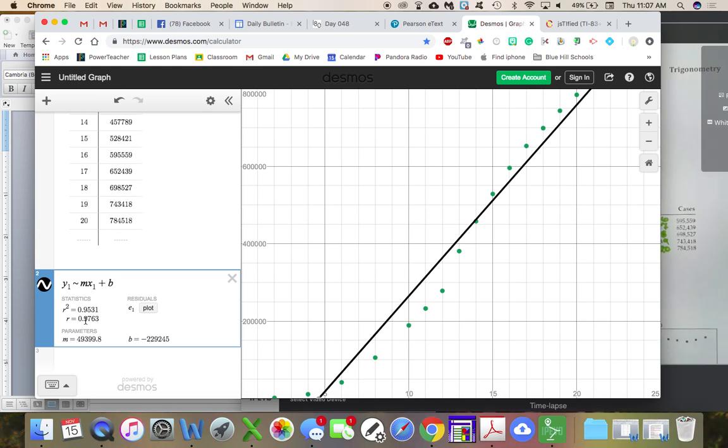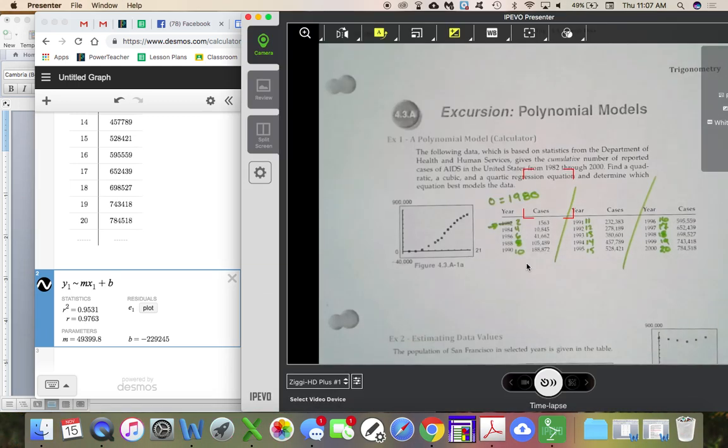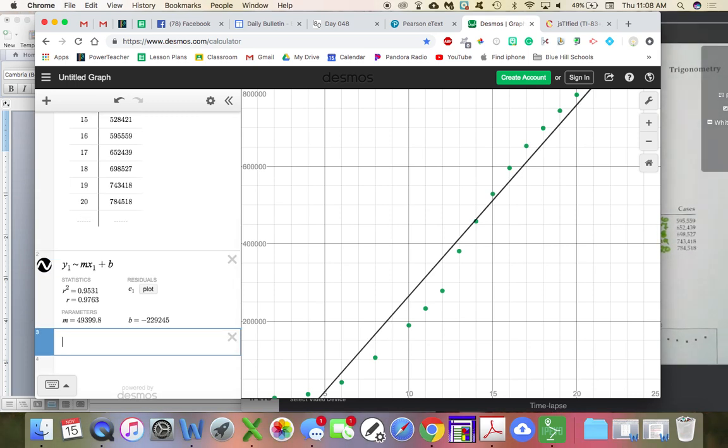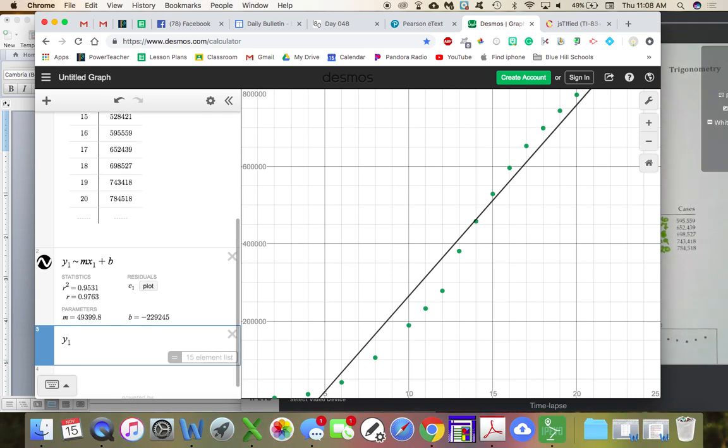On our note sheet, they say find a quadratic, a cubic, and a quartic regression equation. So we're going to go down here again, and we're going to write a quadratic function. We're still going to start with y1 is approximately.